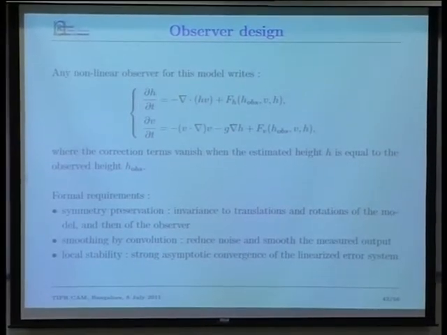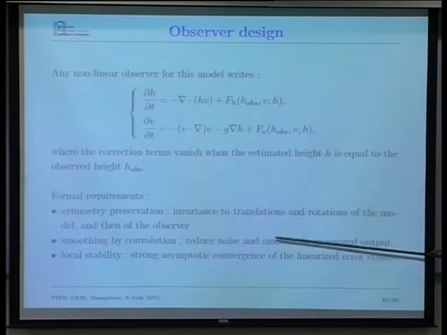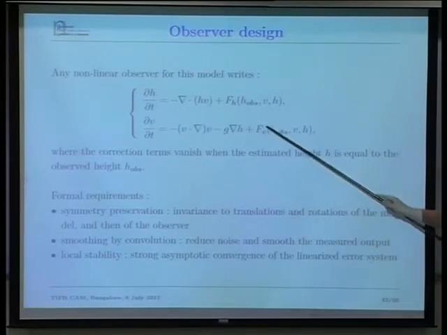And then we will use some requirements here. The first one is a very physical one. The model has some symmetries. The shallow water model is invariant by rotation and translation. You can put your huge swimming pool or ocean wherever you want on the Earth. It will be the same behavior. You can rotate the ocean, translate the ocean, it will be the same. So these terms should be invariant by translation and rotation.